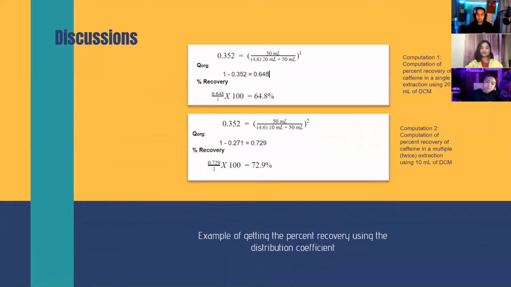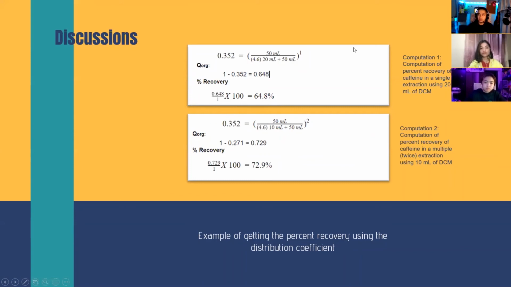As an example of getting the percent recovery using the distribution coefficient, given a 50 mL saturated solution of caffeine, the percent recovery of caffeine in a single extraction using 20 mL of DCM or dichloromethane, and the percent recovery of caffeine when the extraction is done twice using portions of 10 mL DCM, is determined in the figures presented in the slide. The distribution coefficient of caffeine between dichloromethane and water is 4.6.